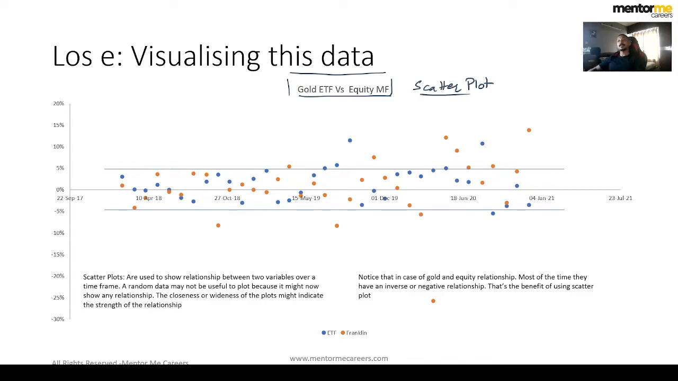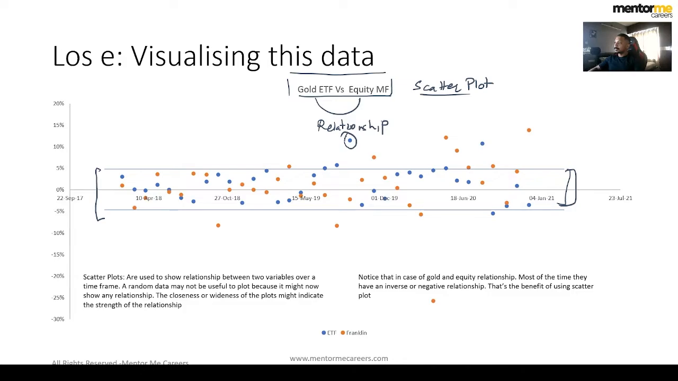So maybe we want to understand how these two behave together, right? We want to understand what the relationship is. Now, it will not give you the exact relationship, but it will give you visually that if most of them, under a certain section, are moving together, that means there is some relationship, right? And also notice some extra outlier events, right?